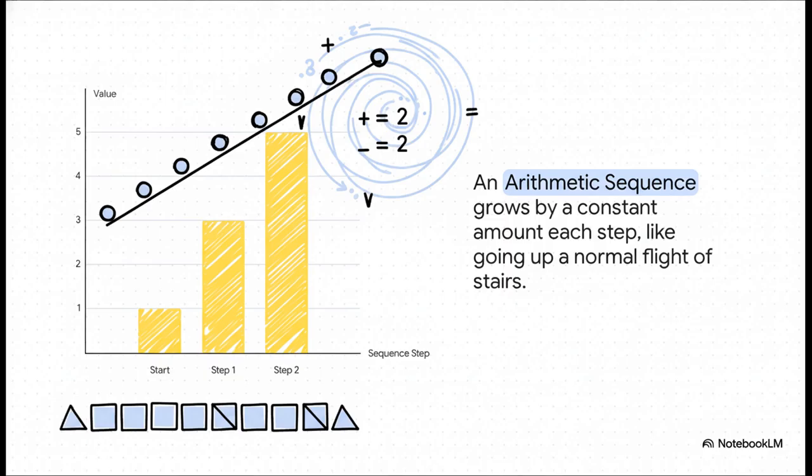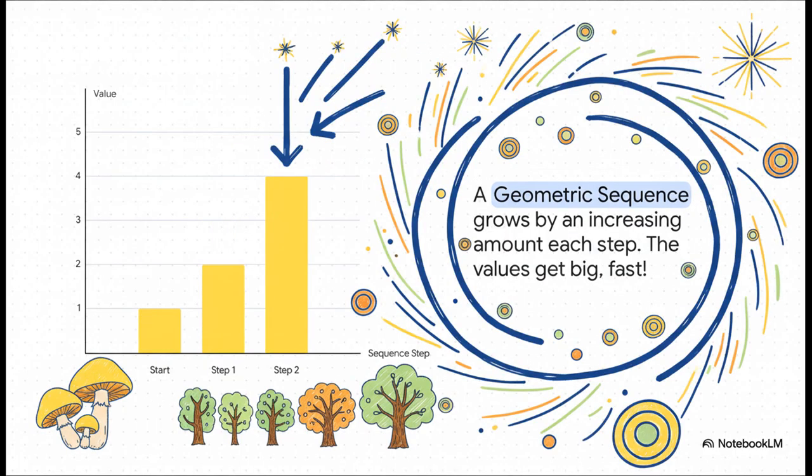You could plot this out and it would just be a straight line going up. But now, look what happens with a geometric sequence. If we start at 1, but our rule is multiply by 2, the growth just explodes. We go from 1 to 2. Okay, but then to 4, then 8, 16, 32, 64, the numbers get massive incredibly quickly. That is the awesome power of multiplicative growth.